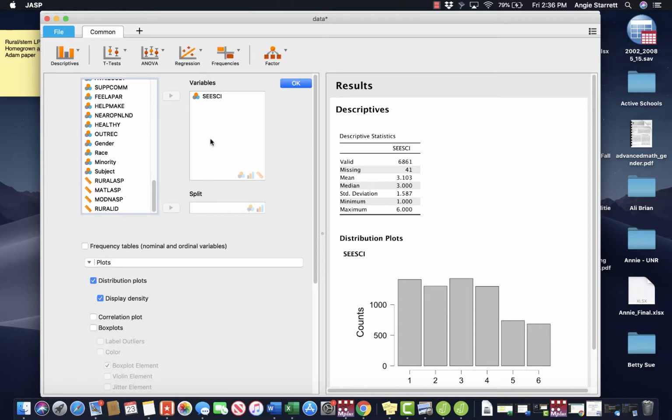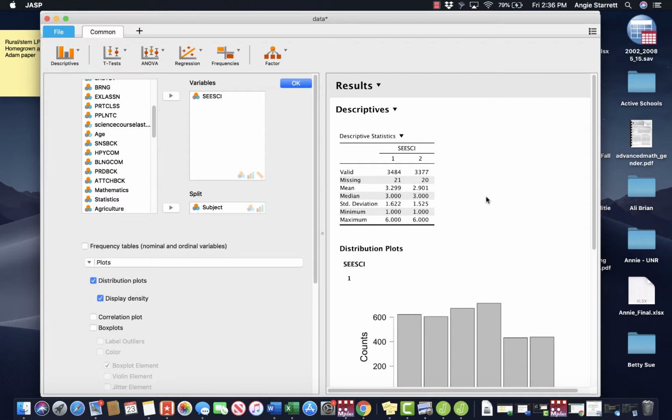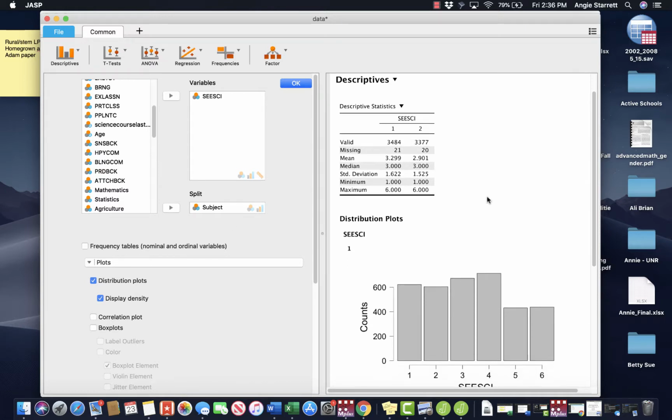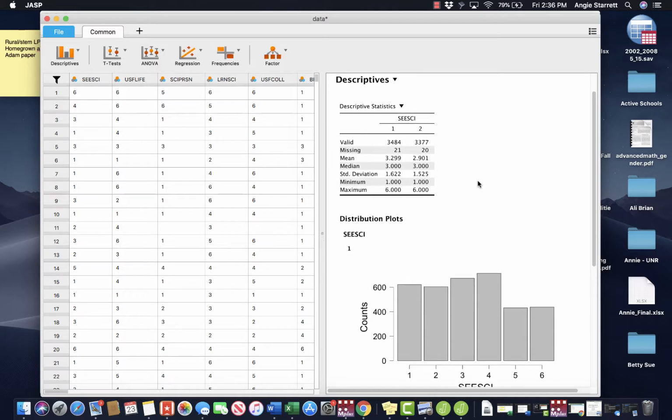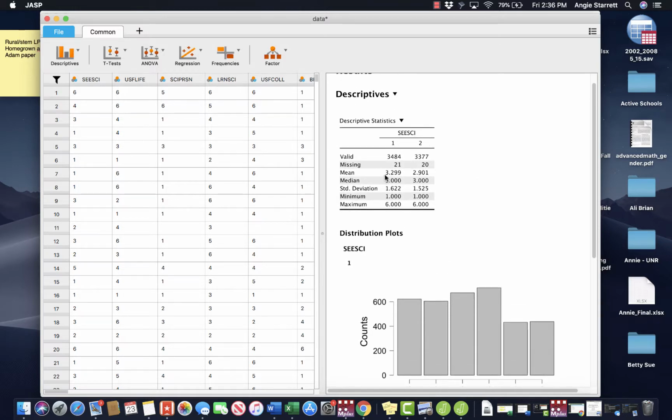It allows us to split looking at this variable by another variable, and we have the variable subject here, which we can move over into split. All right. 1 is math and 2 is science, and this is stated in our code book in the Excel spreadsheet. And so what we're seeing here, all right, let's just look at our means for a second.